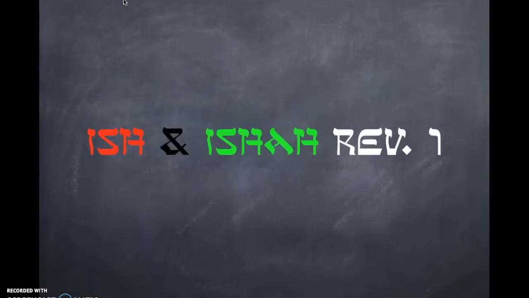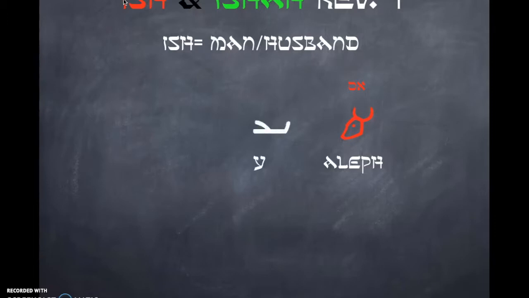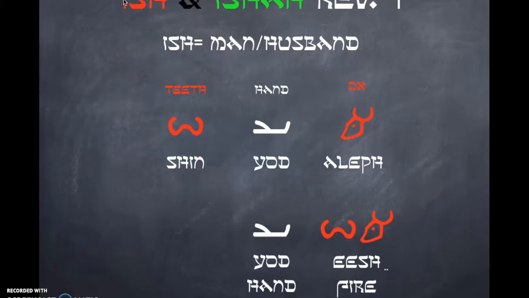So Ish and Ishah, Revelation 1. Ish equals man/husband. And that's Aleph, which means ox. That's the initial form. Yod is hand, and Sheen is teeth. Now, you'll see the similarities. You see the Aleph and Sheen, the red. The Aleph and Sheen spells the word Ish or fire. And Yod means hand. So Ish or man means a hand in the fire.